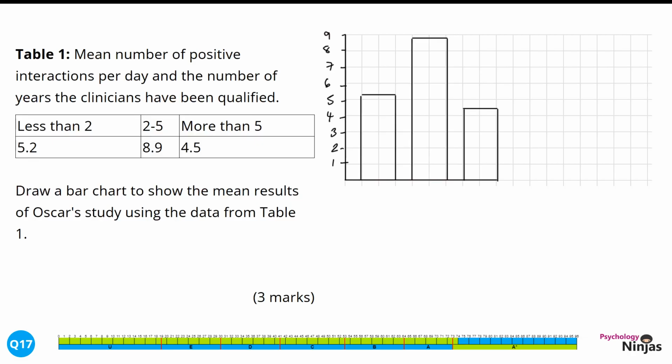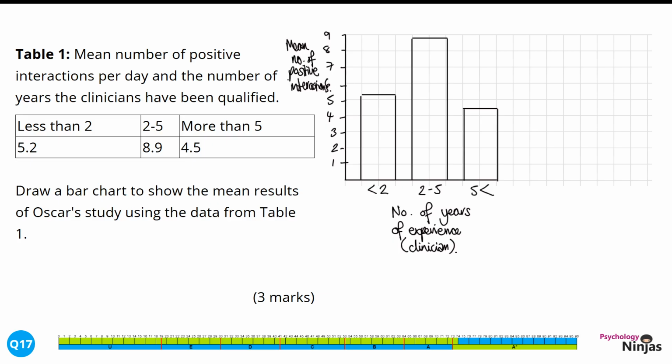So our next thing to do is label our axis. So this is less than 2. This is between 2 and 5. And this is more than 5. Well, what is this in relation to? Well, this is the number of years of clinician experience. And then we need to label our other axis. So this is the mean, and what is it the mean of? Mean number of positive interactions.